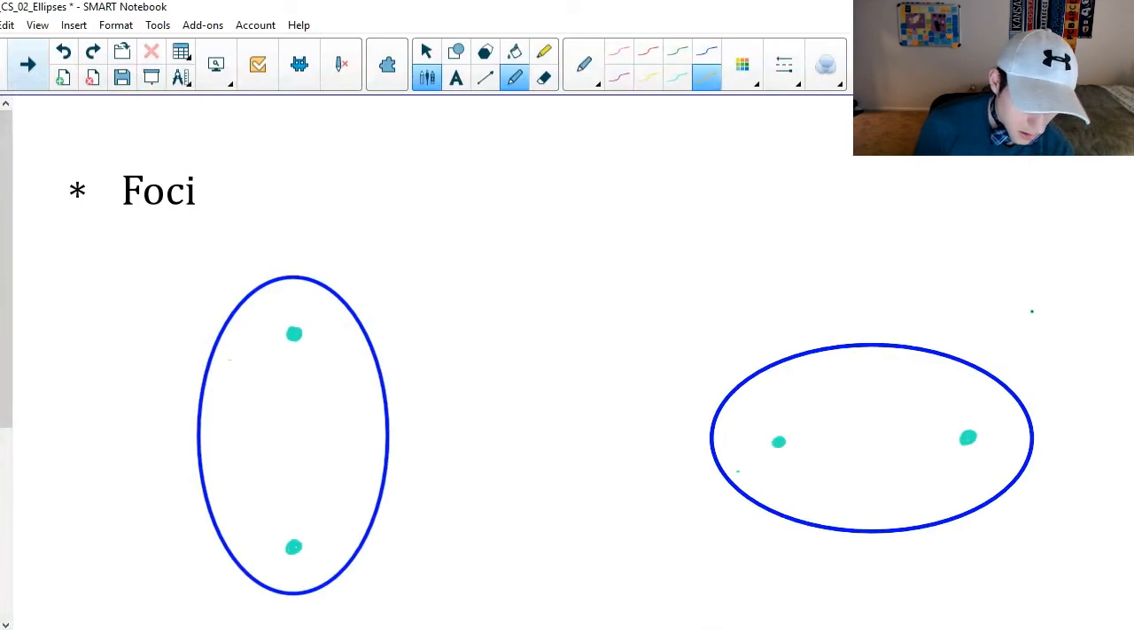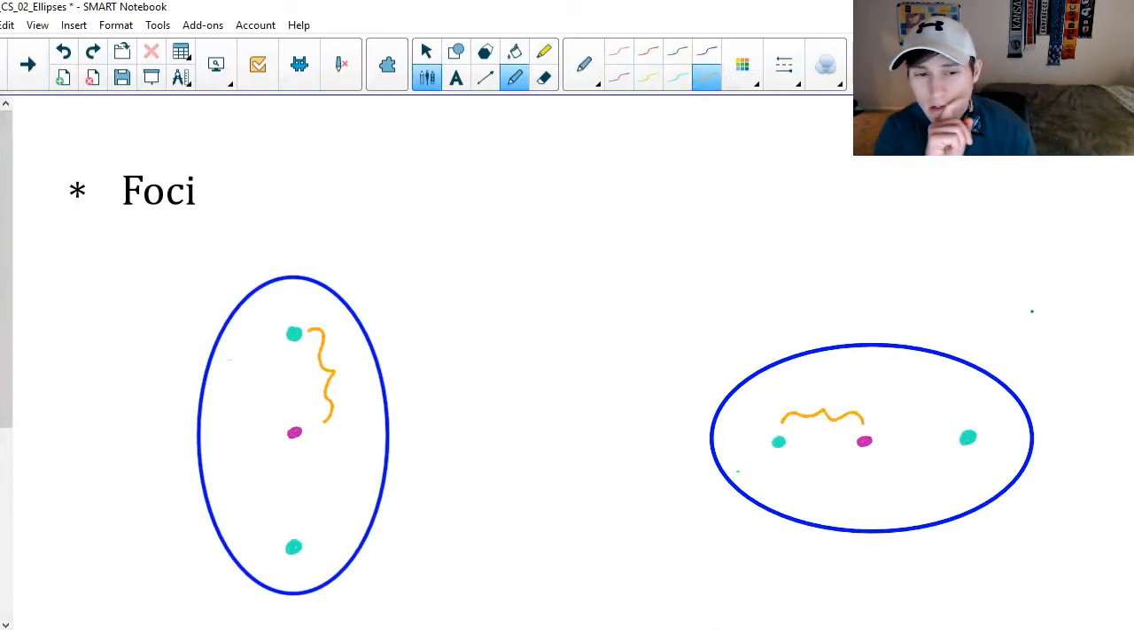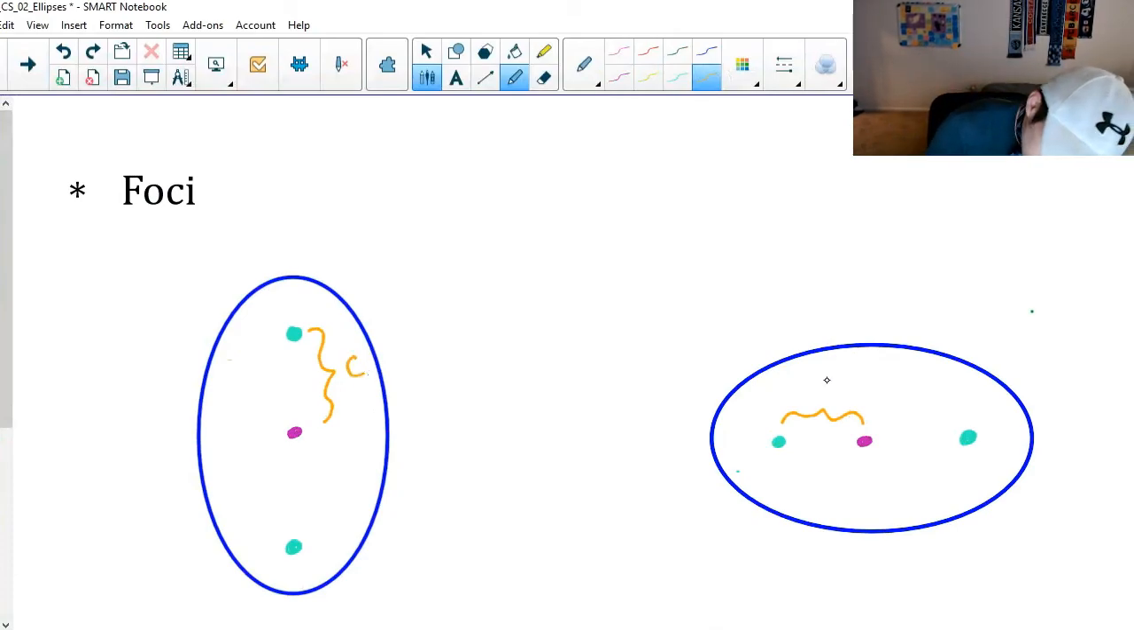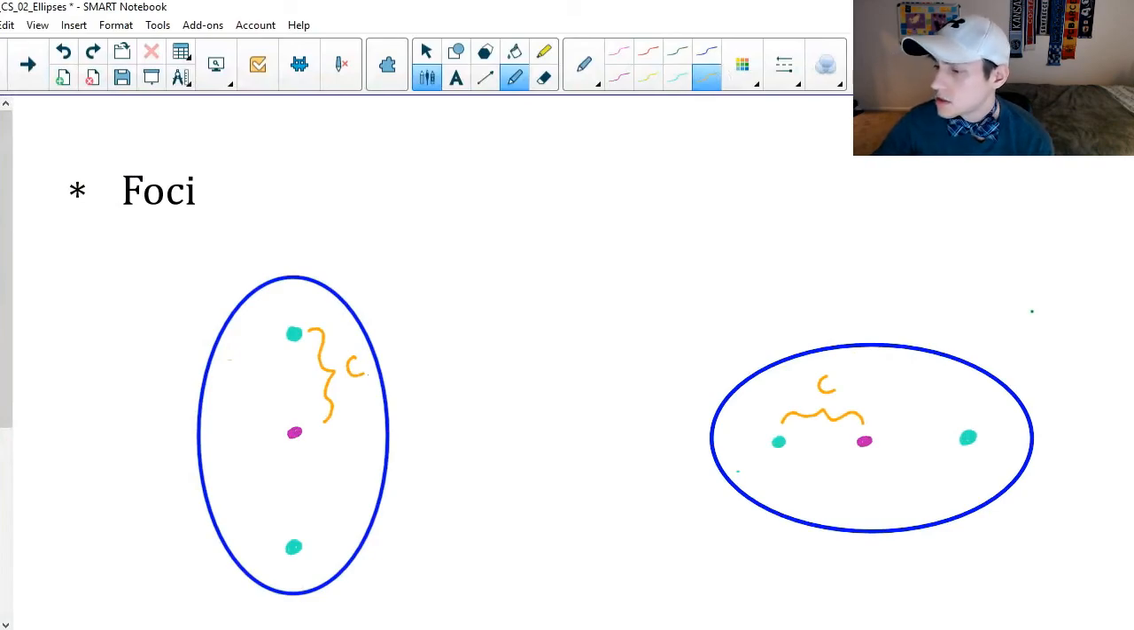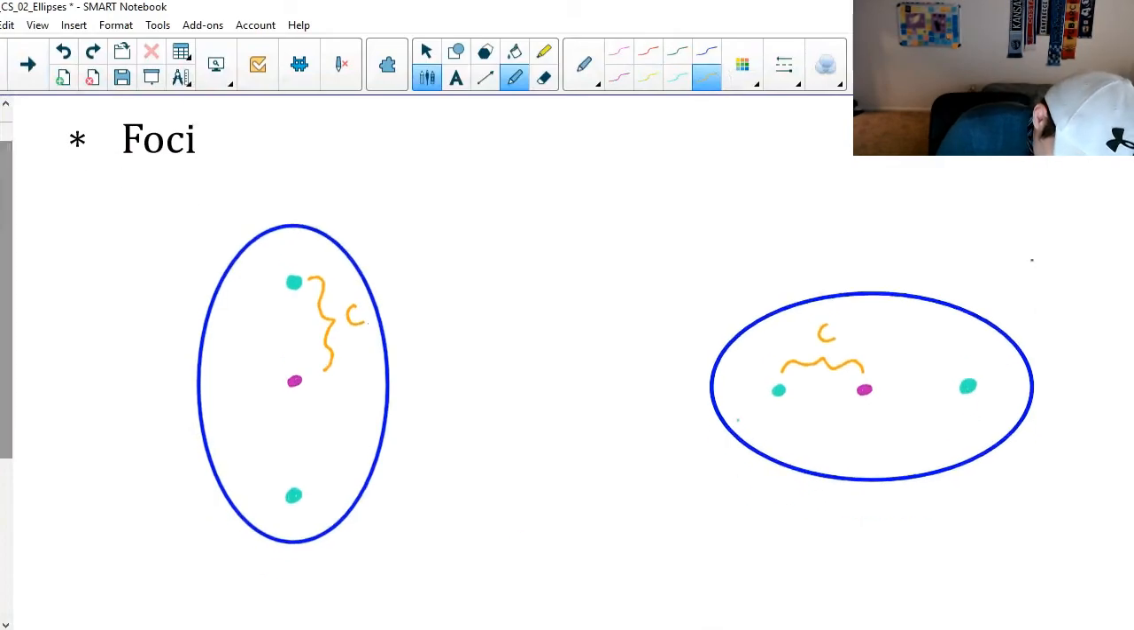And for the foci, the way that we determine the distance between the center and either one of the foci is we use a letter that is C. Okay, now wait a minute. There is no C in the equation for ellipses, and that's true. So we are going to have to instead find out what C is. Right? So the way that we do that is through this.